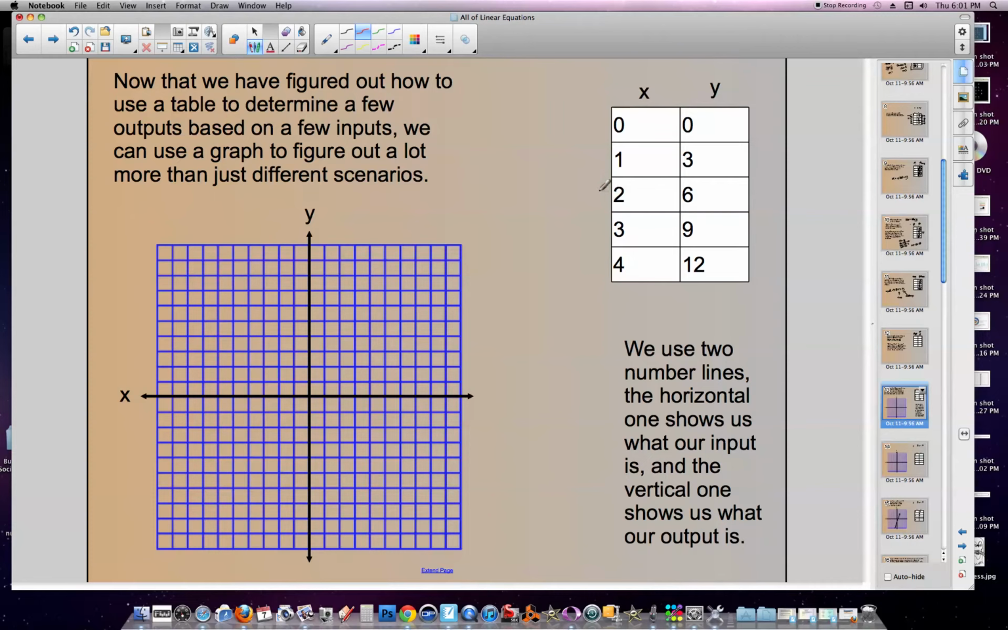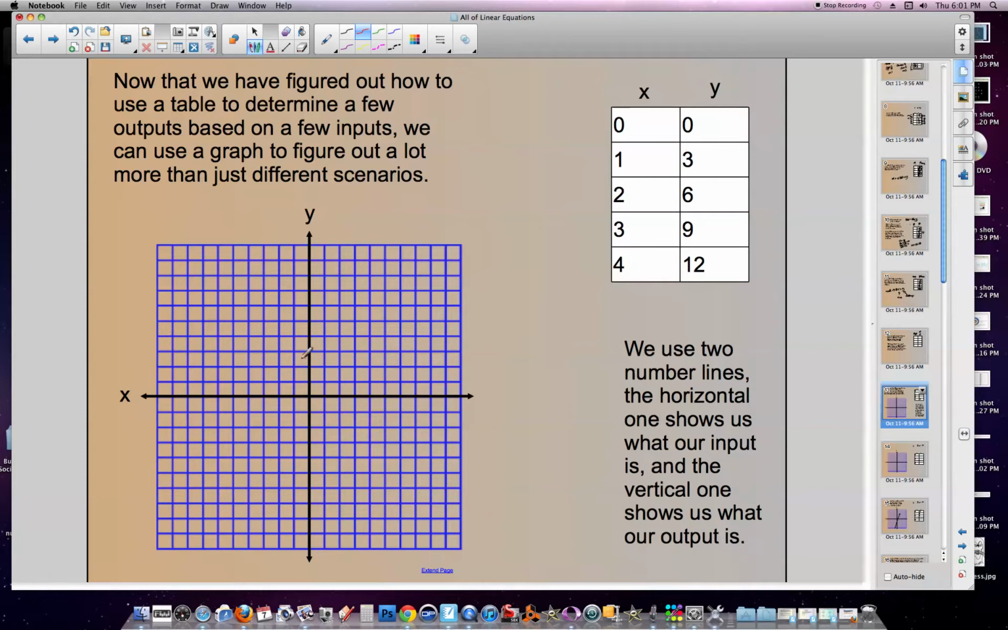Now, what if we wanted to know more about this situation? What if we wanted to know how far they'll travel in an hour and a half, or in 5 hours, or in 10 hours? This is where a graph really comes in handy, because it shows us all the points that are within range of the graph.